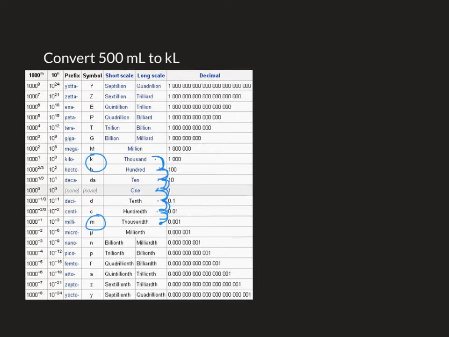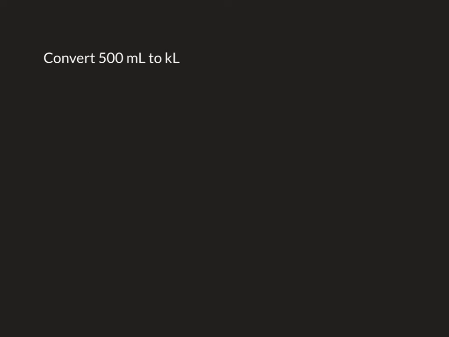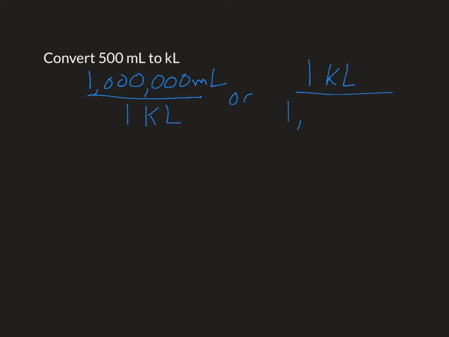So we now know that our unit conversion factor is that there are 1,000,000 milliliters in 1 kiloliter. Or, another way of writing that is saying that 1 kiloliter is made up of 1,000,000 milliliters. These are our 2 unit conversion factors.